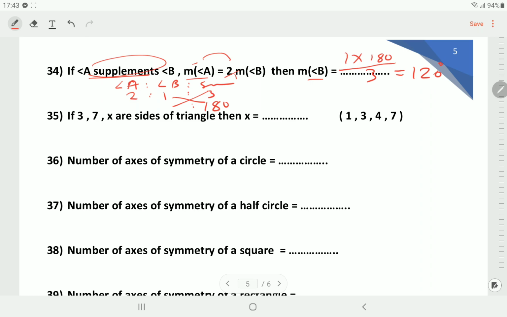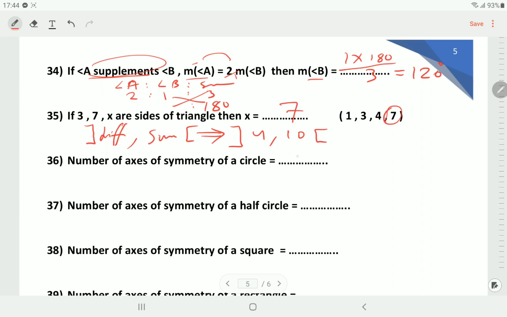Now what if you have 3, 7, and x as sides of a triangle, then what is the value of x? Don't forget this inequality. The third side must be in an open interval between the difference of the other two sides and the summation of them. What is the difference of 7 and 3? We have 4. What about the summation of them? 10. Then x is between 4 and 10. Which of the options is between 4 and 10? We have the number 7, or side 7.